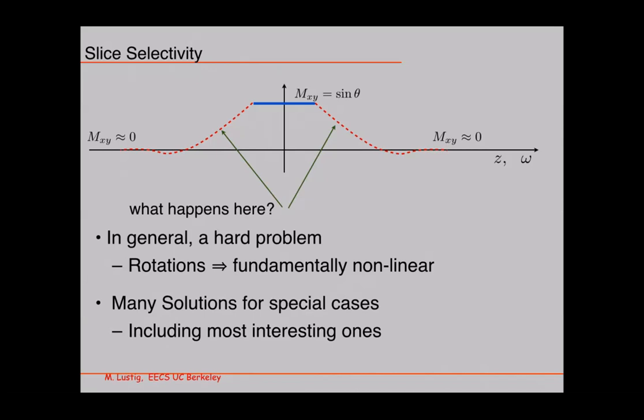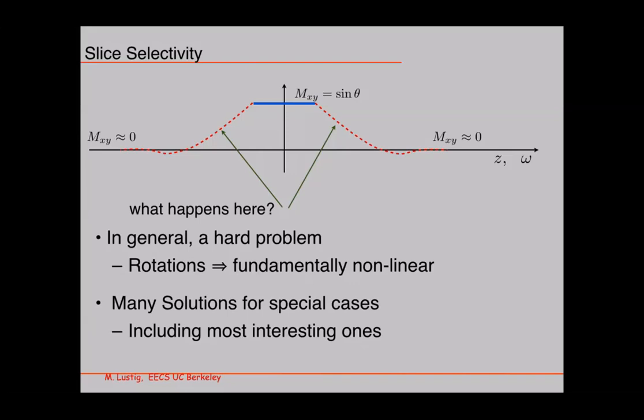What we're going to do now is try to analyze what is really the shape of the magnetization after we apply an RF pulse in the presence of a gradient, but we're going to make approximations in order to do this analysis. If we know how to do the analysis, then we can also go back and design RF pulses.